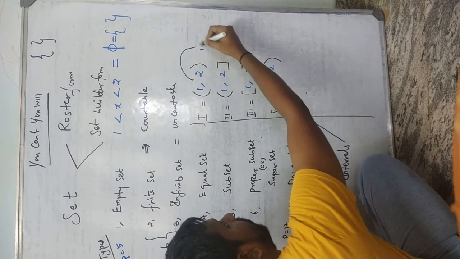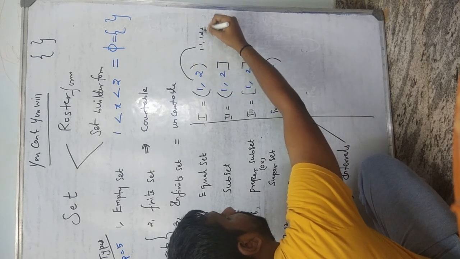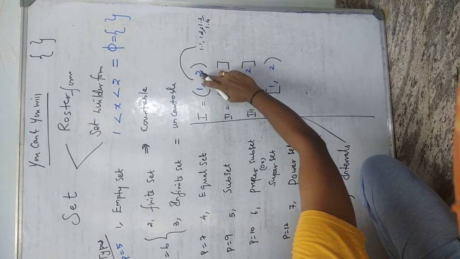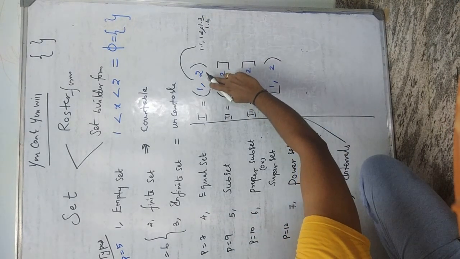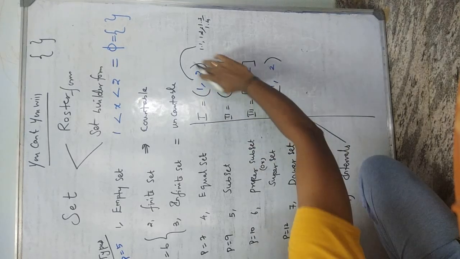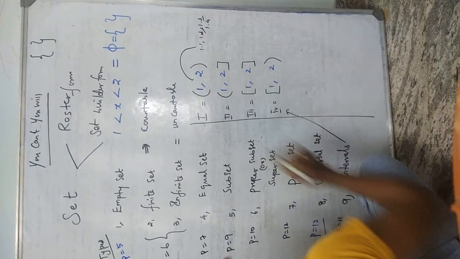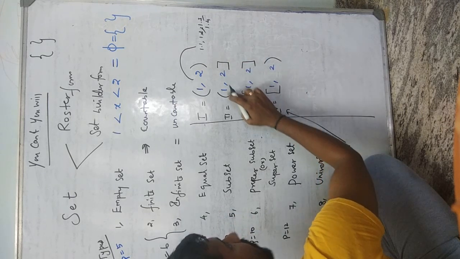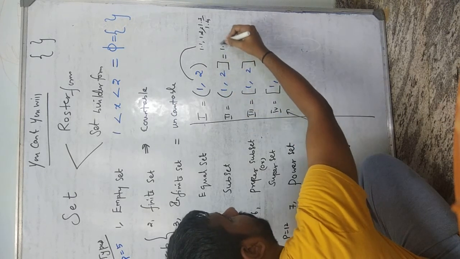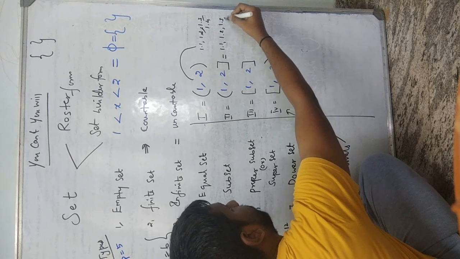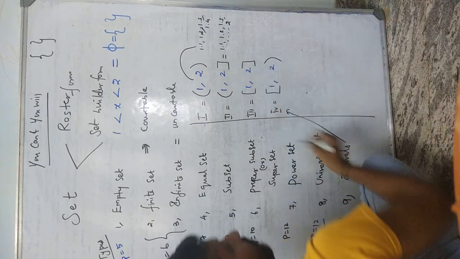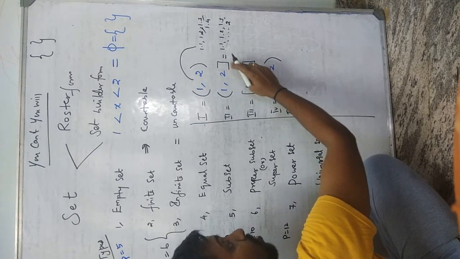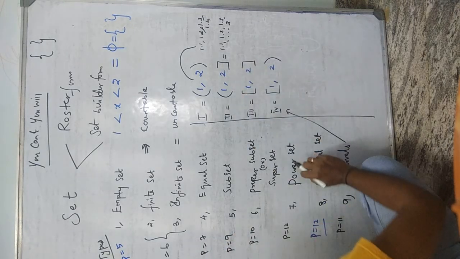You have to tell me 1.1, 1.2, 1.3, 1.4, 1.5, 1.6, 1.7, 1.8, 1.9. You should not include 1. You should not include 2. But here, closed interval, you should include 2. Open now you should not include. So I'll get 1.1, 1.2, 1.3, 1.4, 1.5, 1.6, 1.7, 1.8, 1.9, 2. Closed interval now include the number.